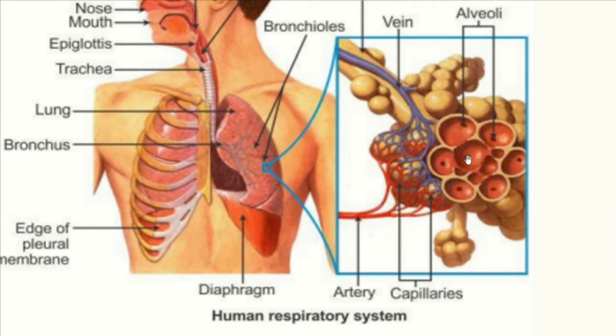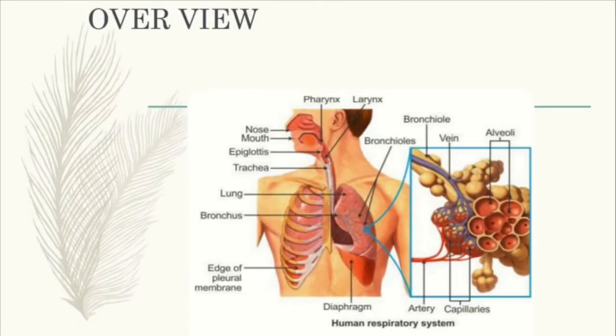When you inhale, the oxygen is trapped in the alveoli and then diffuses out and enters the capillary, and carbon dioxide diffuses out of the capillary and enters your alveoli so that it can travel all the way out of your respiratory system during exhalation. So this is the short overview of our respiratory system.